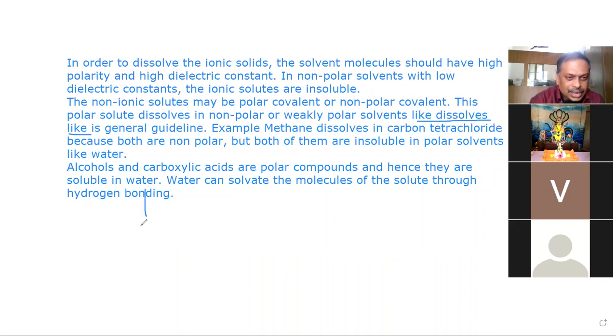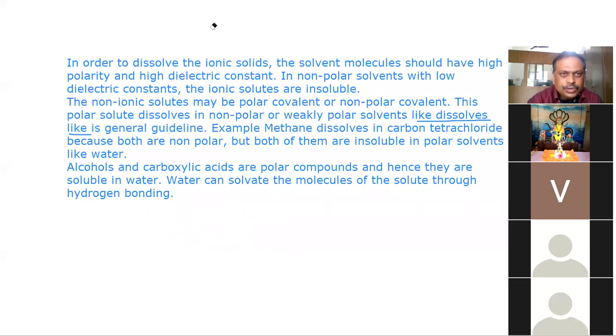Now look at these examples. ROH is the alcohol formula. What is the functional group here? Alcohol. R and OH is the functional group. In this, oxygen carries a partial negative charge and hydrogen carries a partial positive charge, and this hydrogen forms an intermolecular hydrogen bond with water.